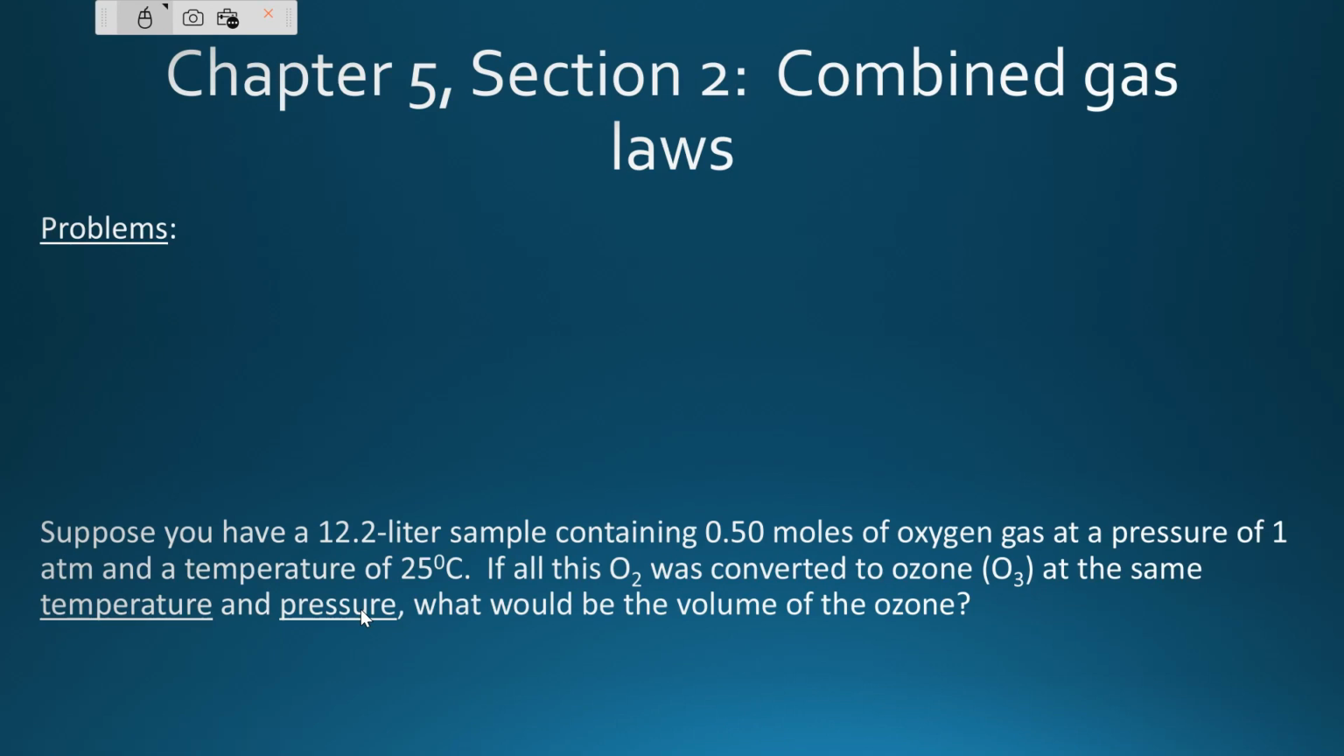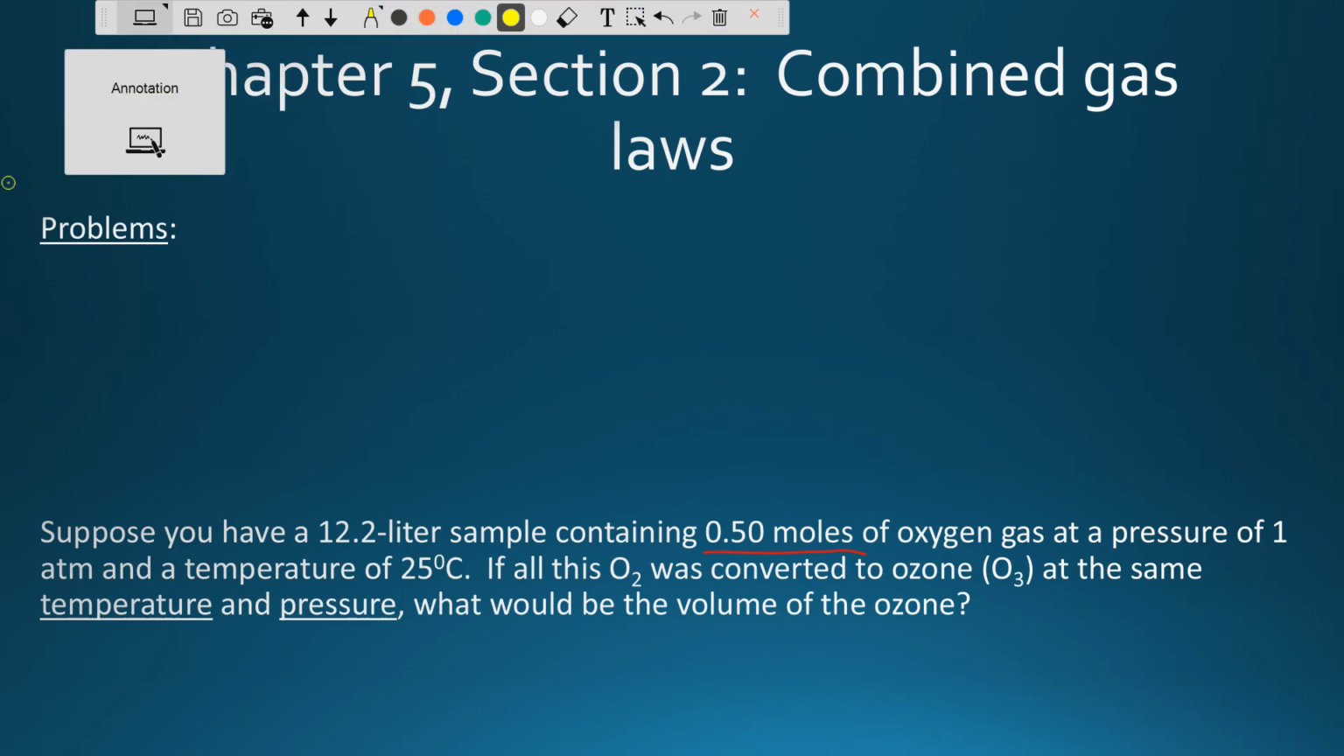Now, let's take a look at the next one, seeing a 12.2 liter sample having moles of oxygen, okay? And that's going to be one of our keys here, and I know that this is going to be in moles. And so I see, first of all, here's a volume. Here's my moles, that's an N. And let's see, the pressure of 1 atmosphere, okay, so that's a P. And a temperature of 25 degrees Celsius.